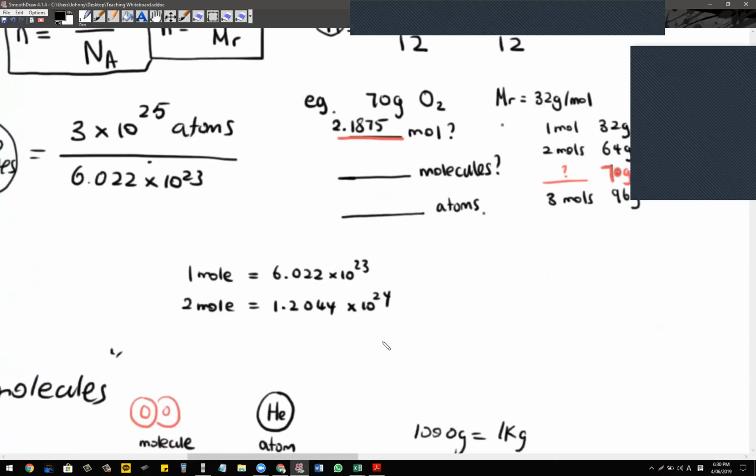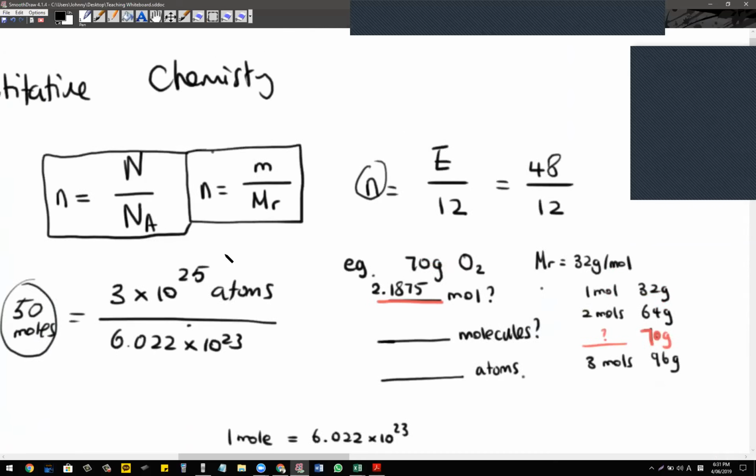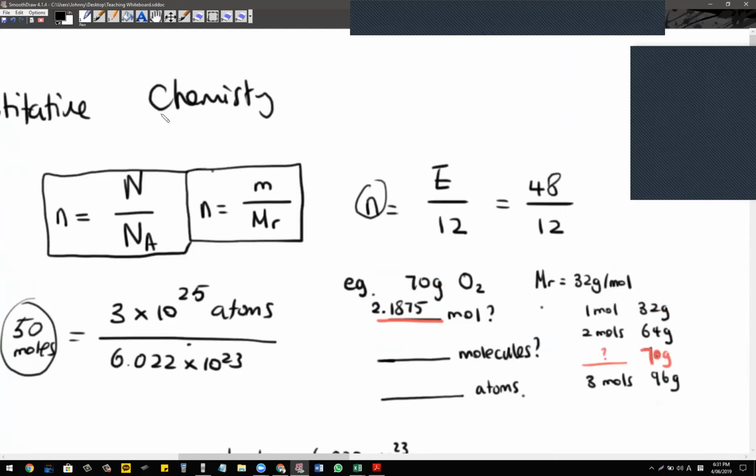Makes sense? So if I have 2.1875 mole, how many molecules, because that exists as molecules, right? The answer is, you just need to use that equation. Number is given by number of moles times by the Avogadro's number. That times by that is that, right?